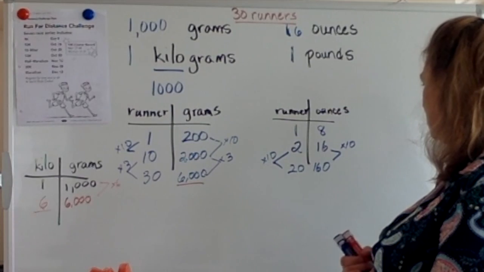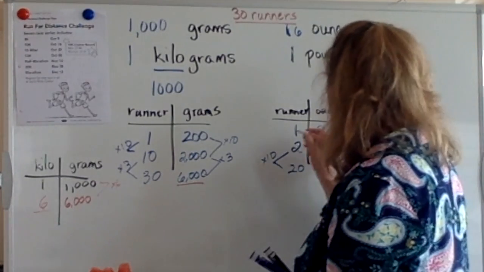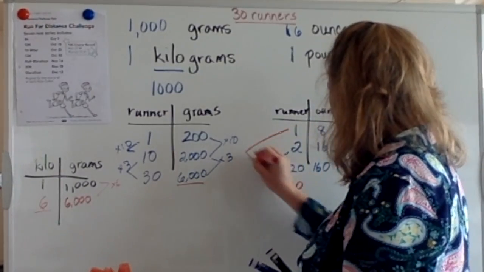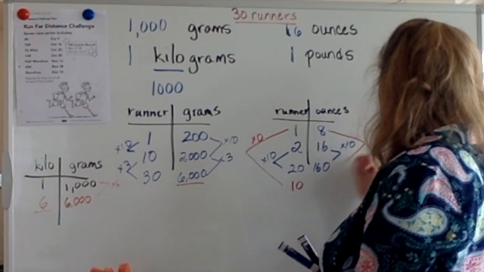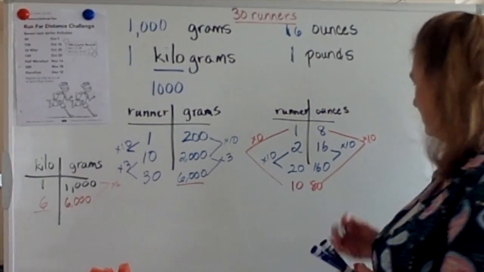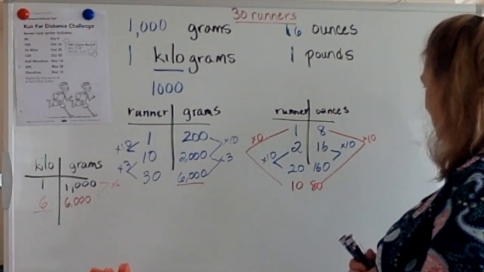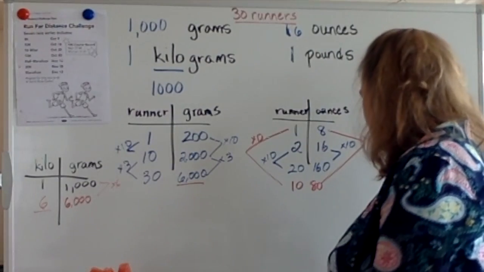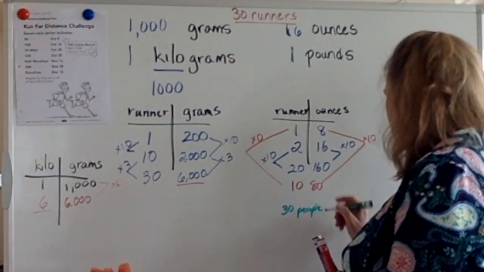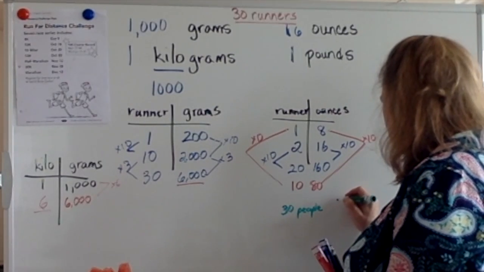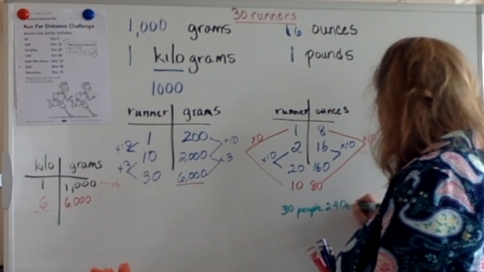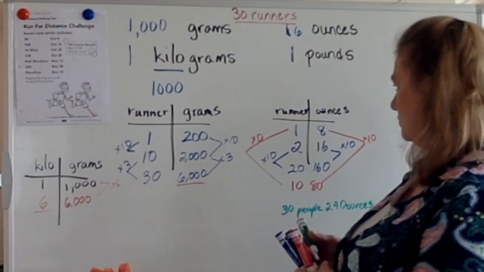I know, I can do 1 times 10 is 10, and 8 times 10 is 80. Then I just add those together, and 30 people need, let's see, 0 plus 0, 6 plus 8 is 14, 240 ounces. But how many pounds?